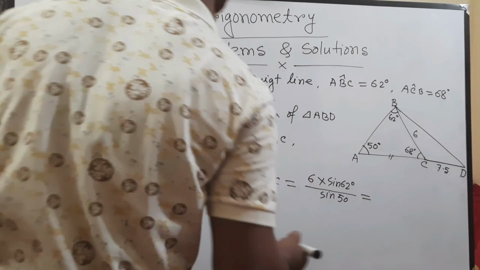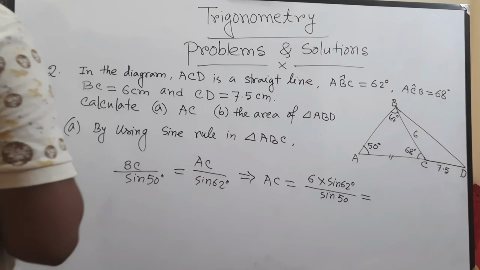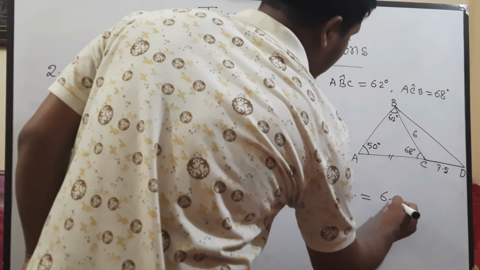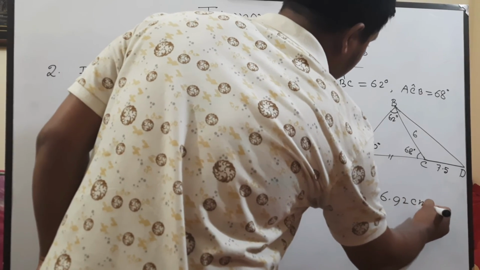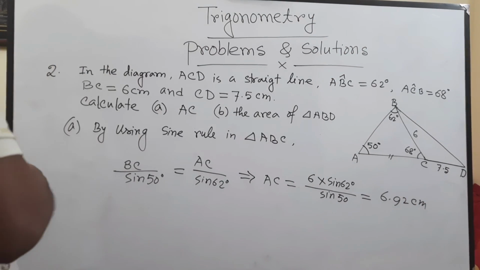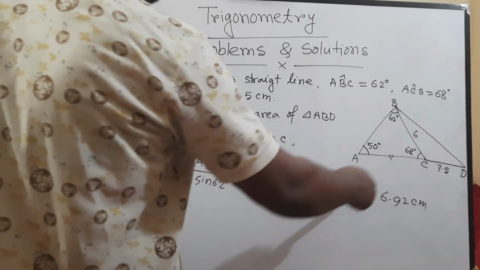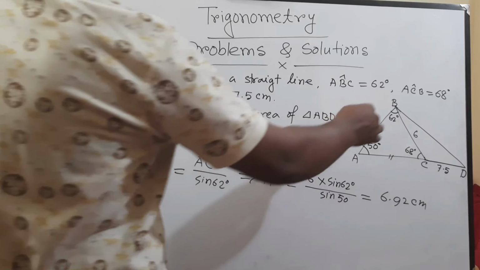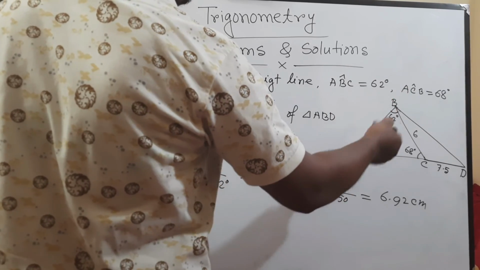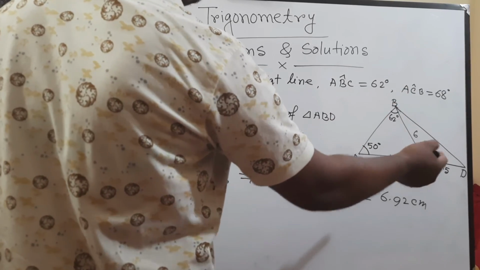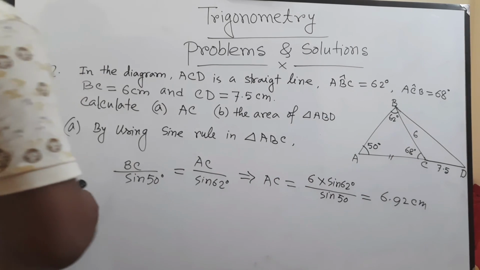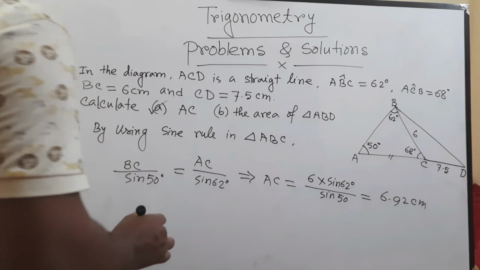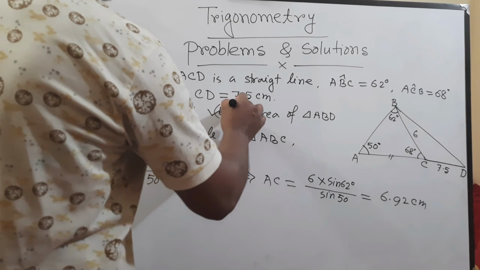So now if we do the calculation by using the scientific calculator, the value of AC will be 6.92 centimeter. So here by using the sine formula we can easily find the side of this triangle. If the side of AB will need to calculate, then we also can easily calculate it by using this formula. Okay, now according to the question we already solved number A, now we'll solve number B.